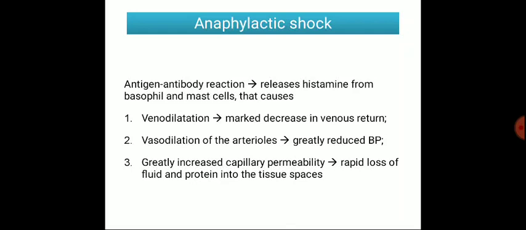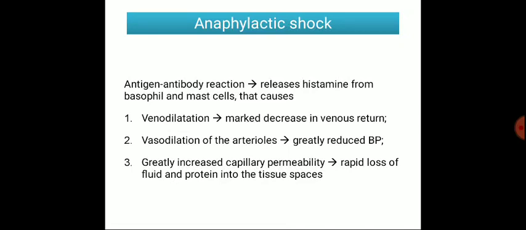Anaphylactic shock. Anaphylactic shock refers to an acute allergic reaction. Large quantities of histamine and histamine-like substances are released in the allergic reaction, which causes vasodilatation and venodilatation.